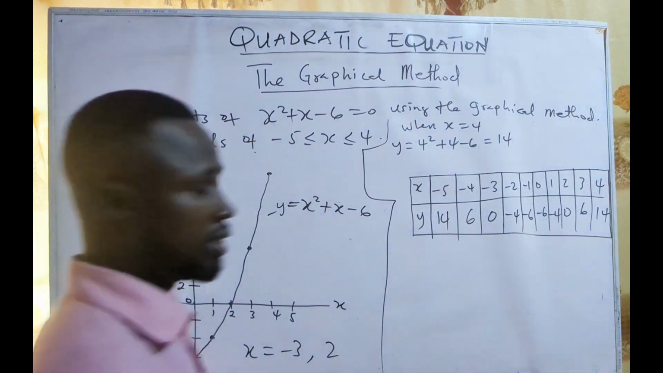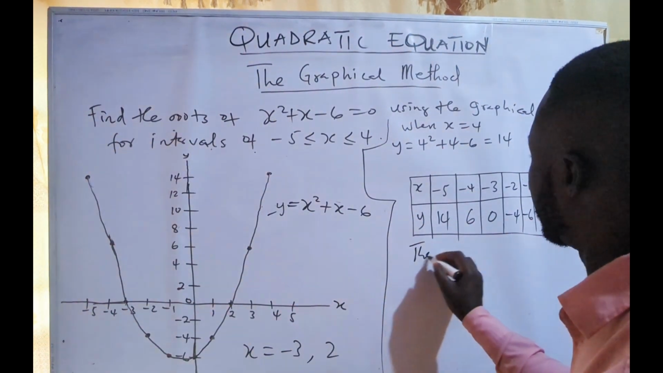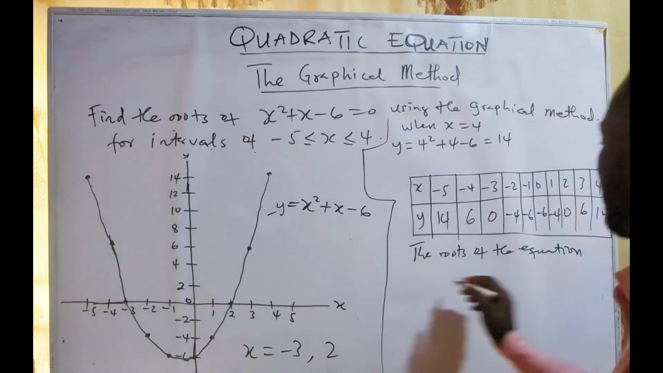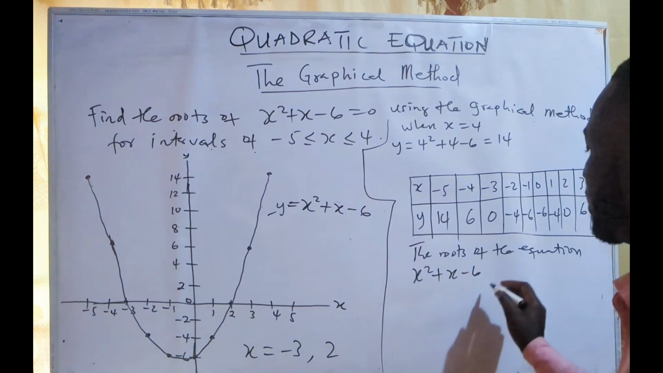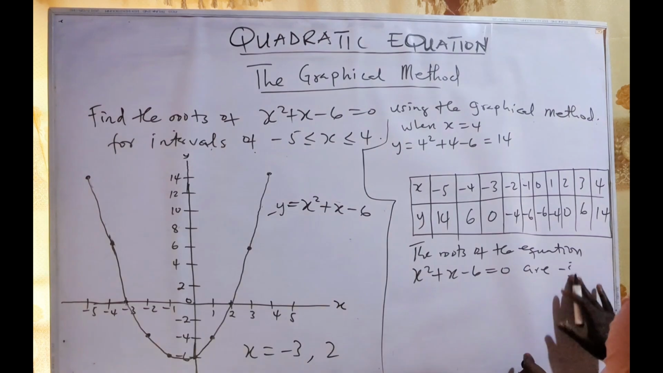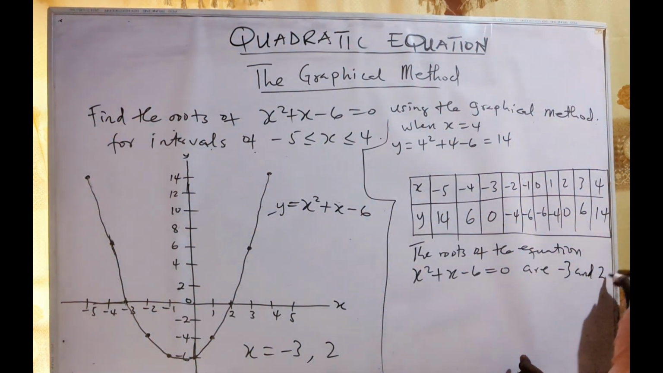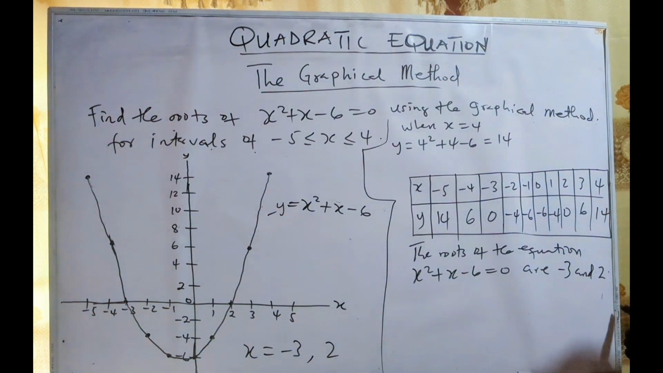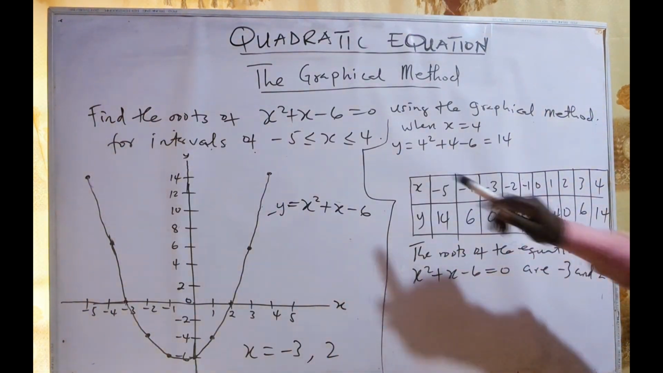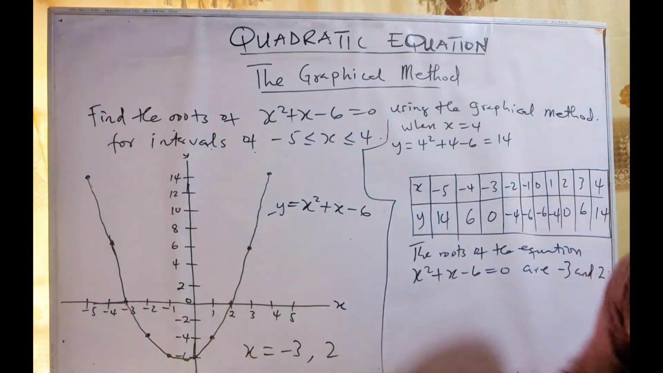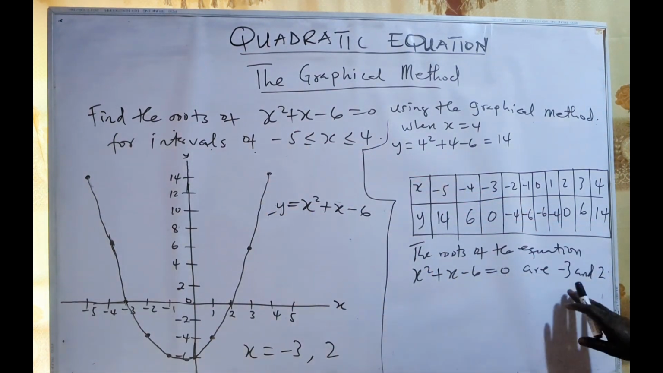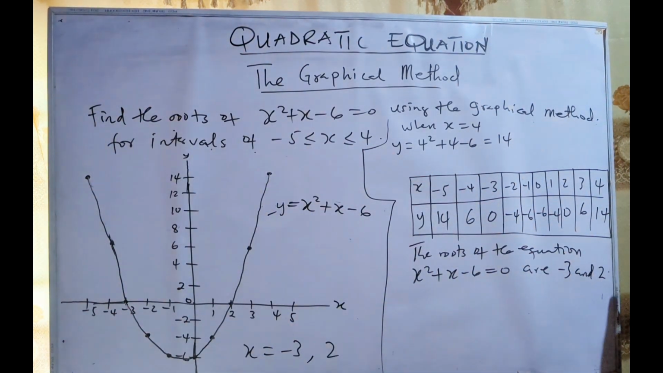Therefore we can conclude that the roots of the equation x squared plus x minus 6 equal to 0 are -3 and +2. It means that when you substitute -3 and +2 into the equation, that is what will satisfy the quadratic equation. So when you solve this quadratic equation, we are going to get -3 and then +2.